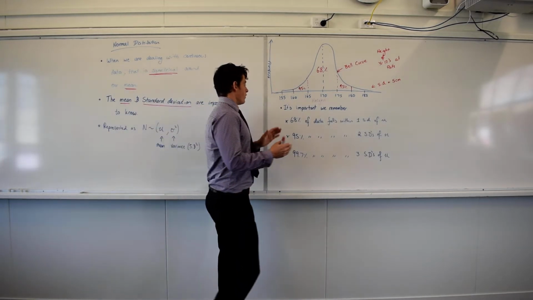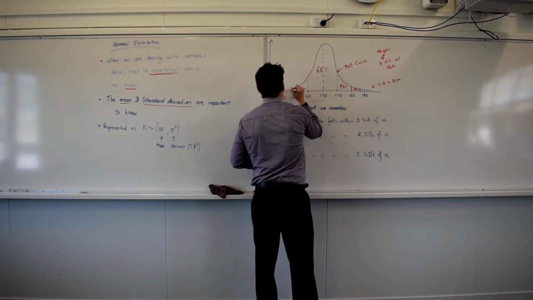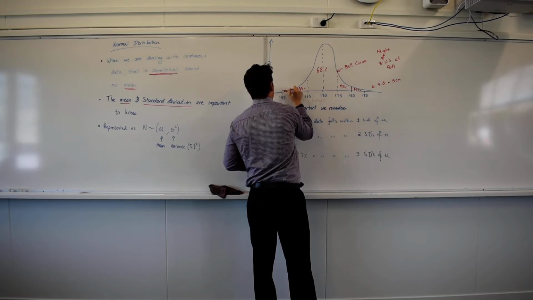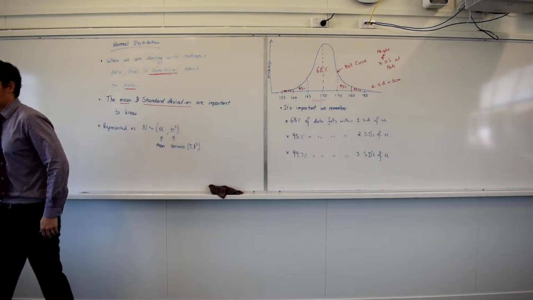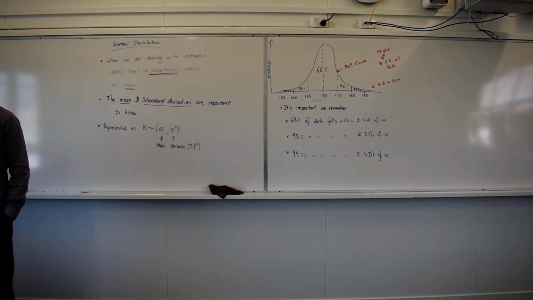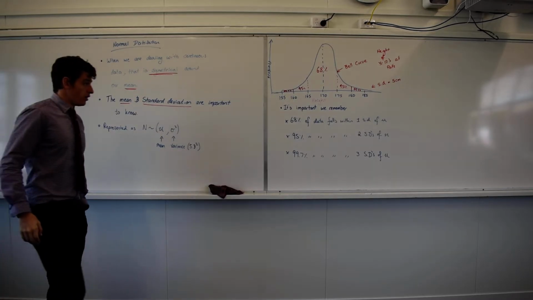The third standard deviation holds 99.7%. So that's pretty much our entire population held within 3 standard deviations of our mean. Does that make a bit more sense or not? Absolutely.